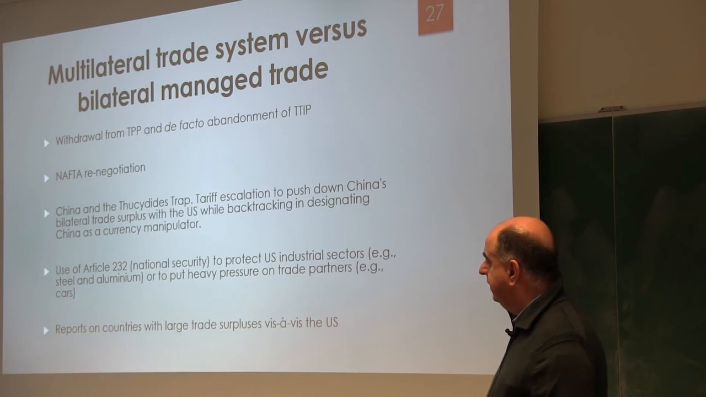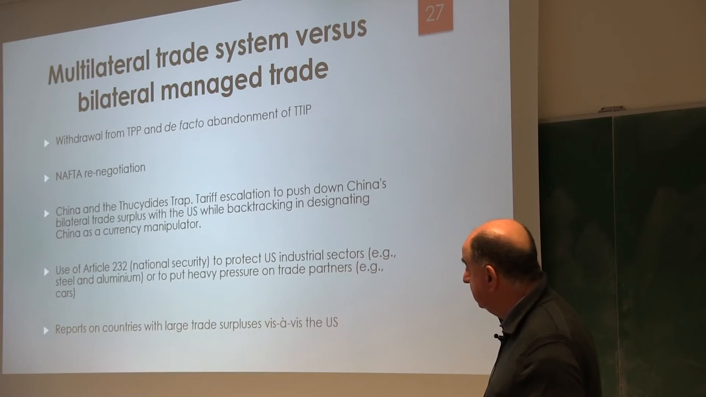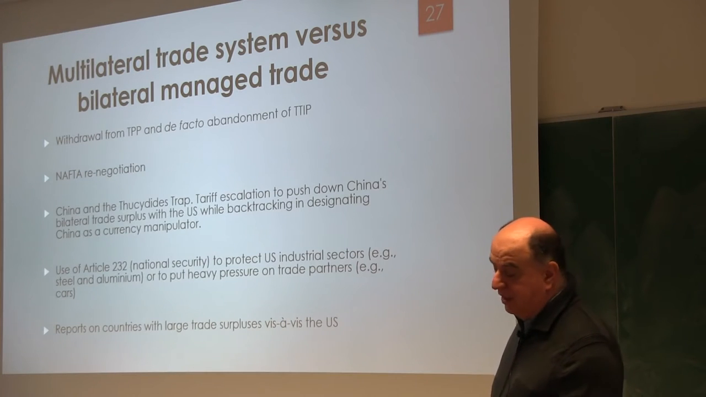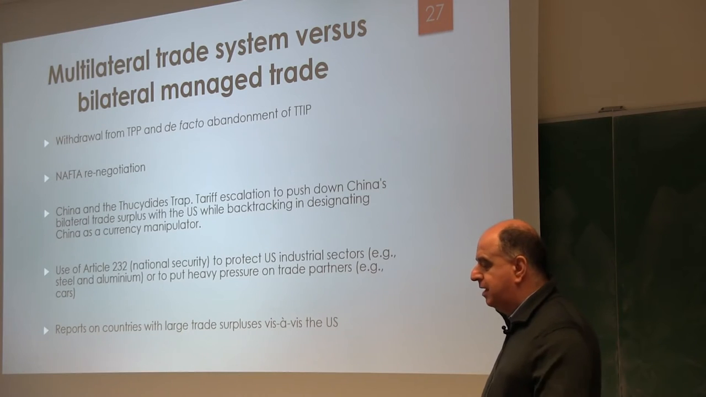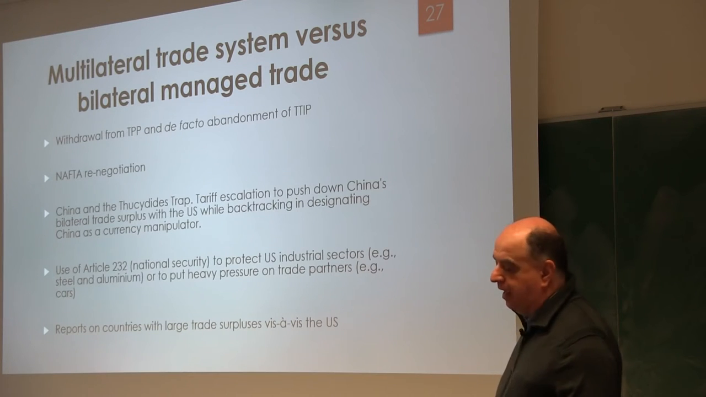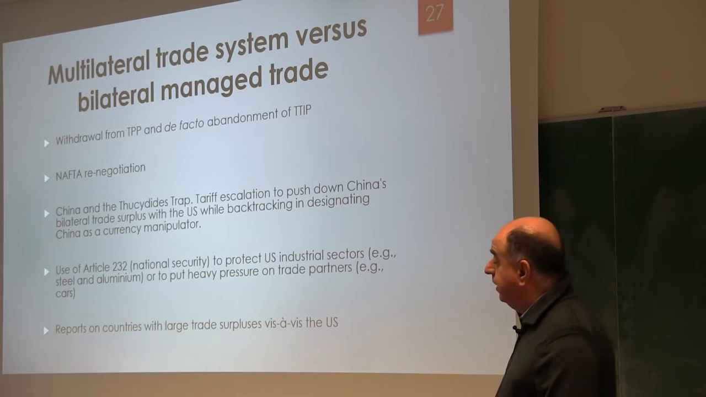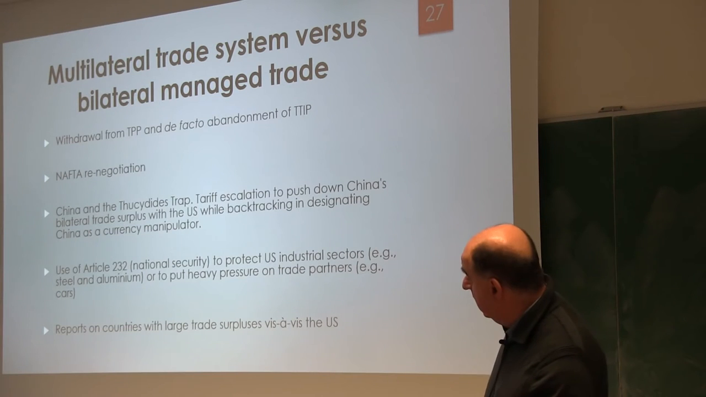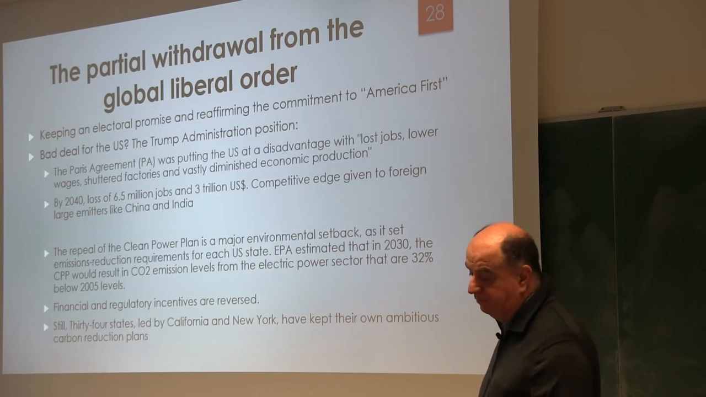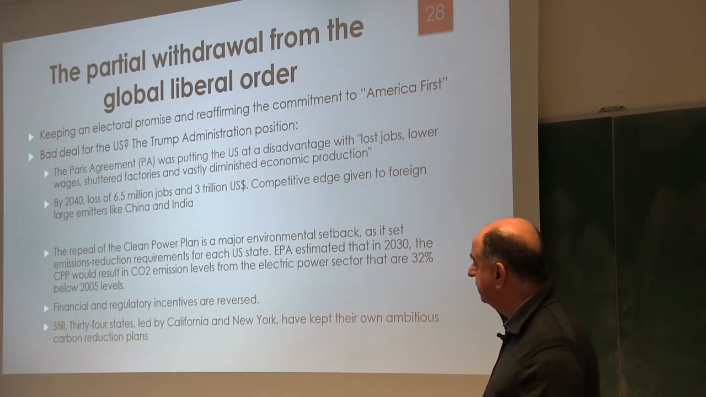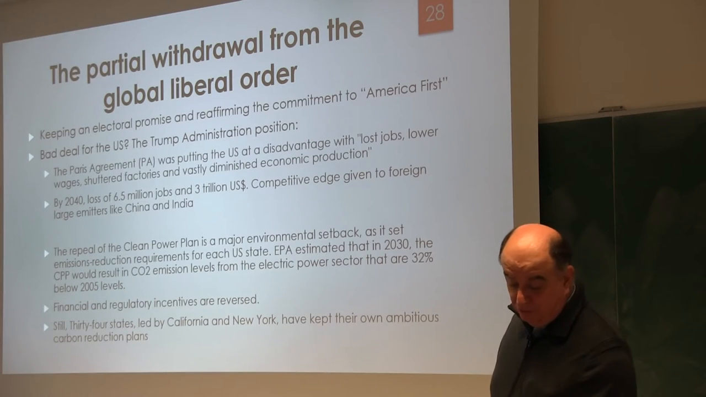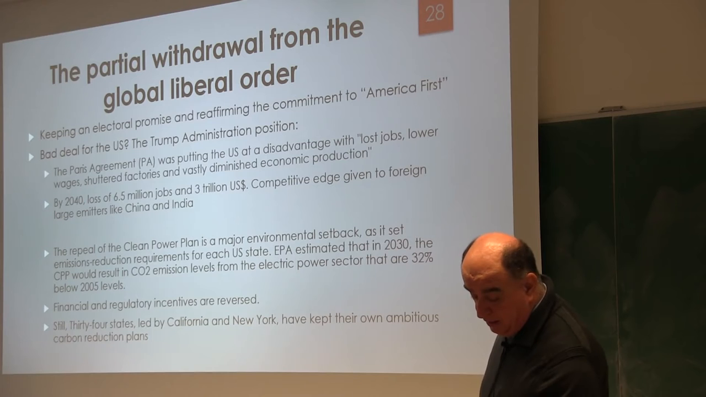They start to use section 232 of the Trade Expansion Act of 1962, which concerns national security, to say that a number of products made outside the United States represent a national security threat for the economy of the United States, and therefore you can introduce tariffs against them. And also there were reports on countries with trade surpluses. And finally, there is the withdrawal from the Paris Agreement, and therefore the rediscussion of a global liberal order that was mostly shaped by the United States after World War II.